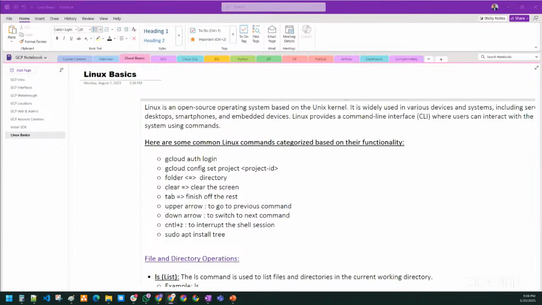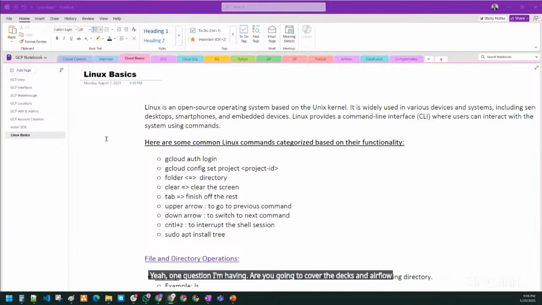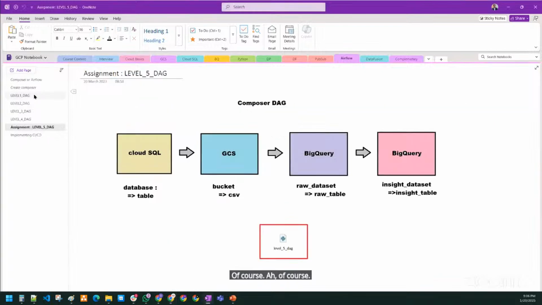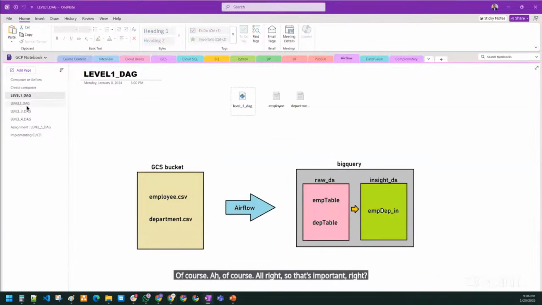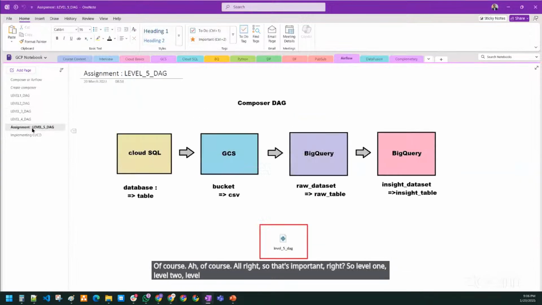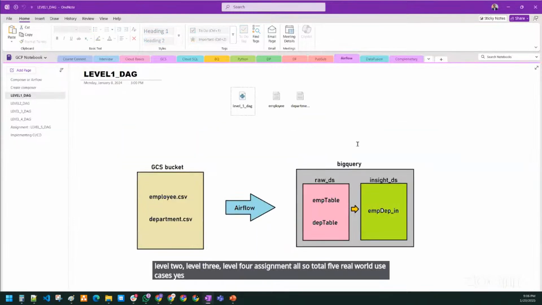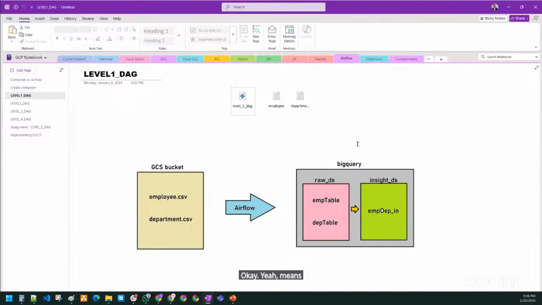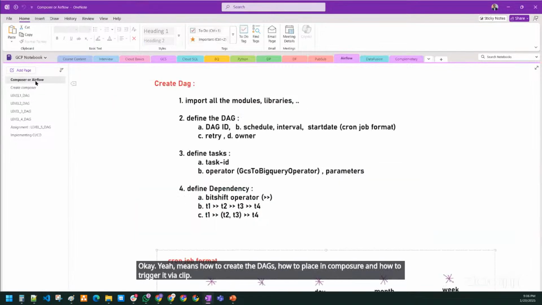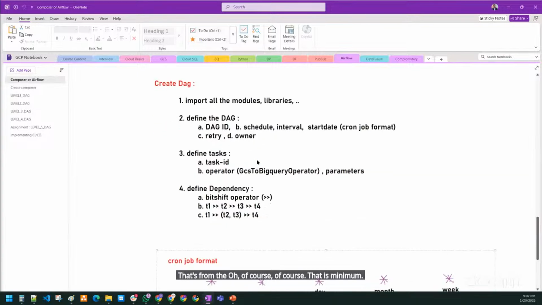One question I have: are you going to cover DAGs and Airflow Composer? Of course, that's important. So level 1, level 2, level 3, level 4 assignments, and a total of 5 real world use cases. Yes, how to create the DAGs, how to place the DAGs in Composer, and how to trigger them via Airflow. Of course, that is the minimum. For sure, we have to cover it.